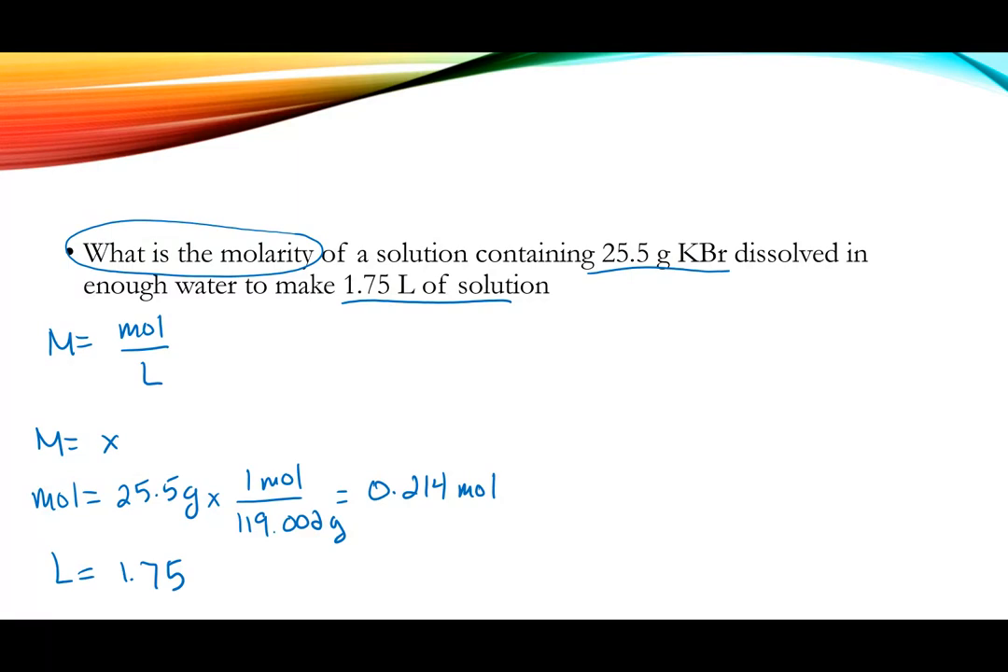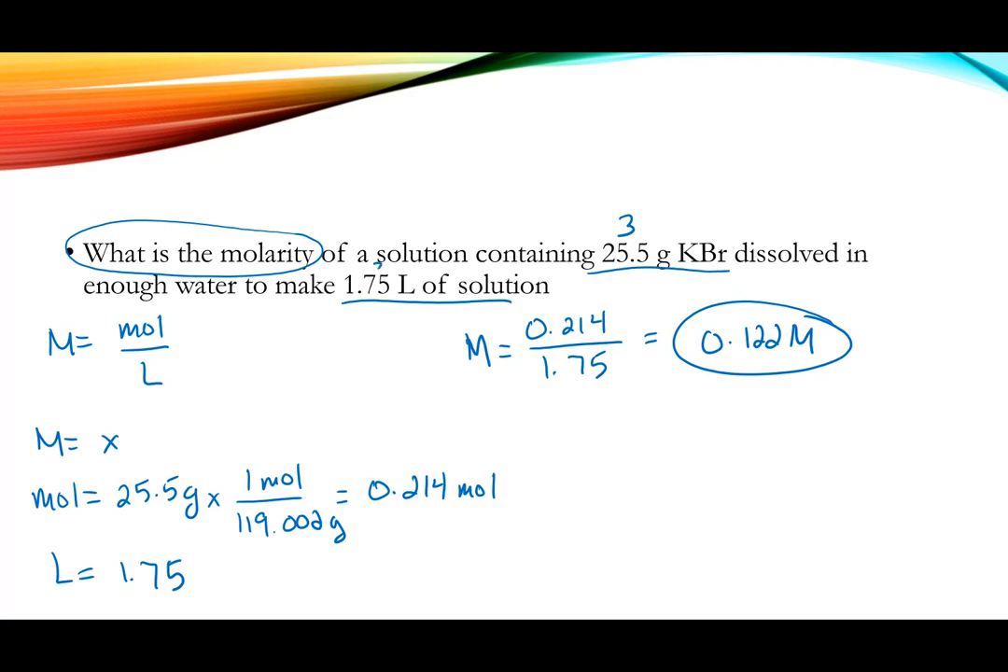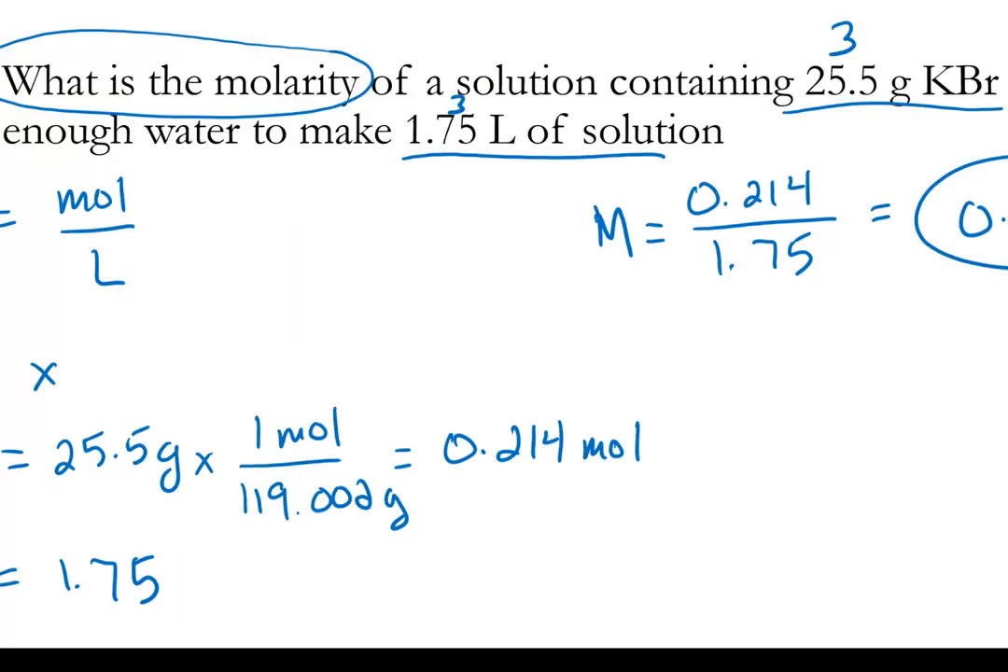So then I go to plug it into my molarity formula. Molarity is 0.214 over 1.75. So that is going to give me a 0.122 molar solution. Again, 3 sig figs because both of my given numbers had 3 sig figs.